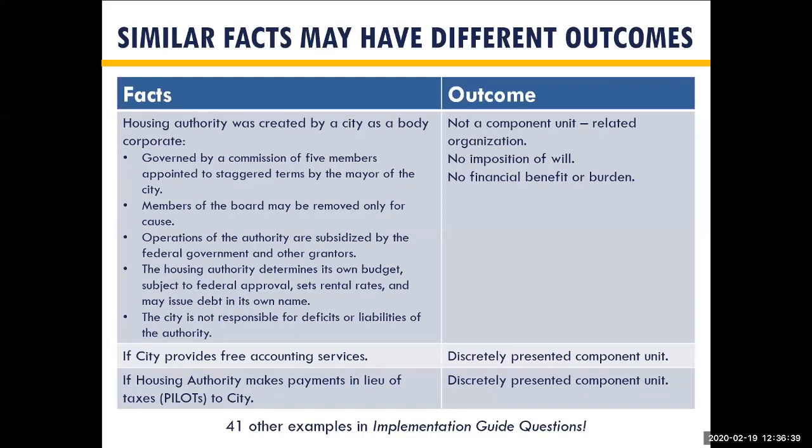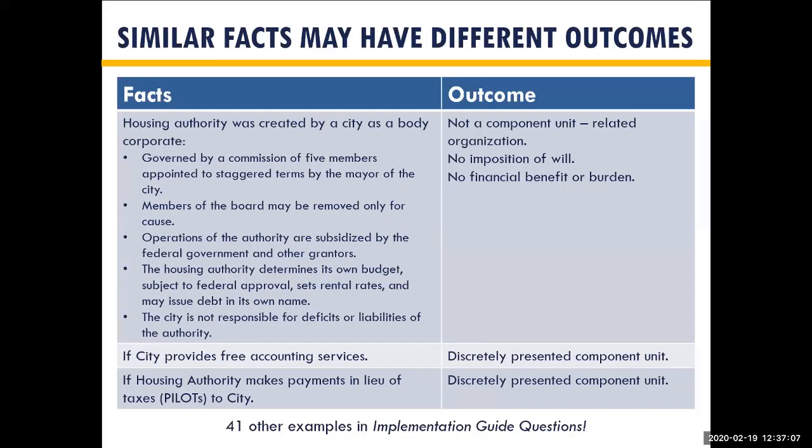And so that happened all the time. Even the same facts can provide different outcomes. Here I have a housing authority pattern. And if there are subtle changes, different outcomes can result. So here we have a housing authority created by a city as a separate body corporate. We have some facts as to how the board is organized.